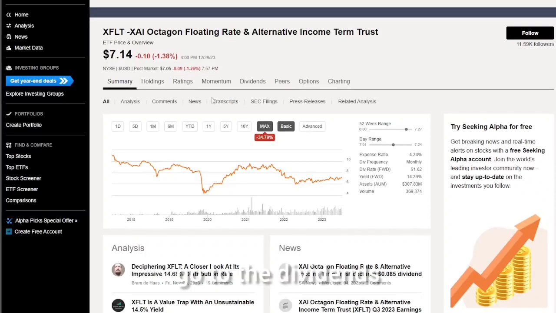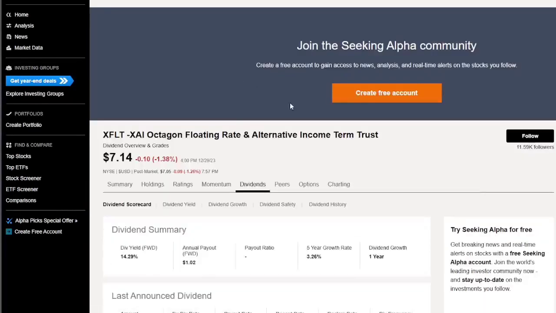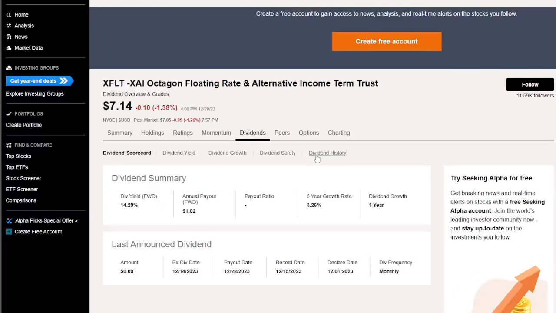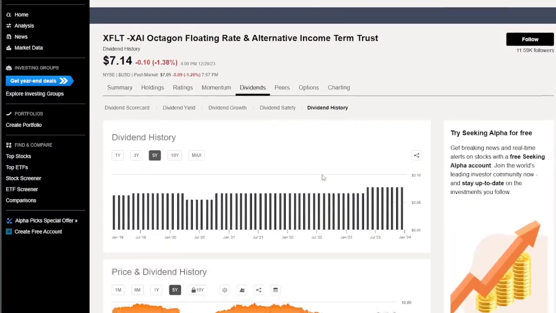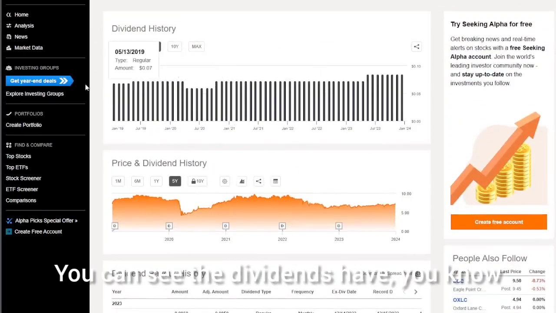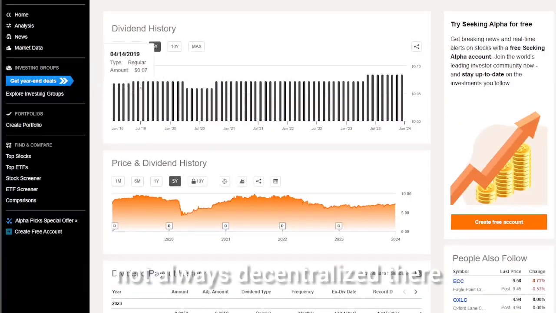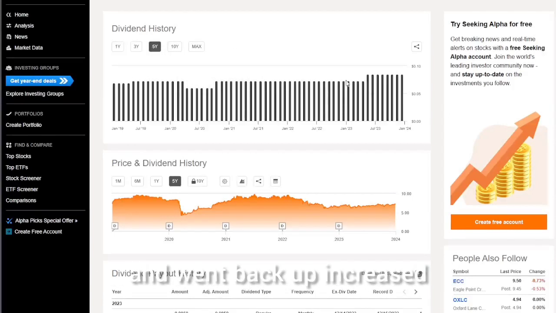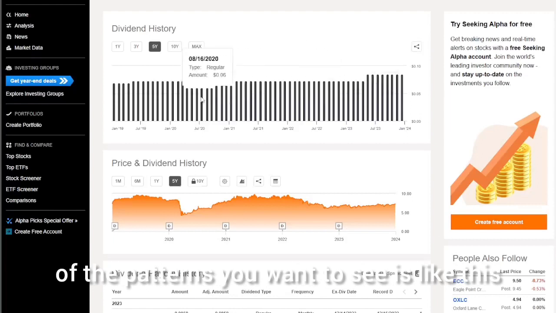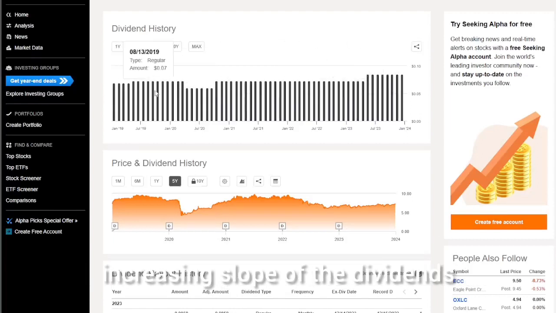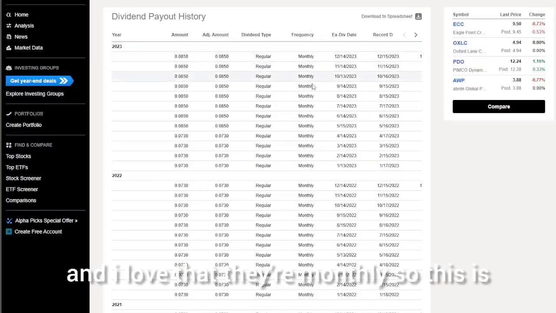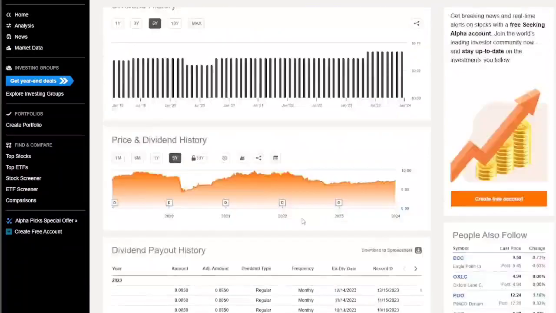Let's go to the dividends. We can look at that. You can see the dividends have not always been decent. Sometimes they increased a little bit, went down, and went back up, increased, and then increased again. So these are the patterns you want to see, like this increasing slope of the dividends, or at least stable. And I love that they're monthly. So this is a good one for me to own.